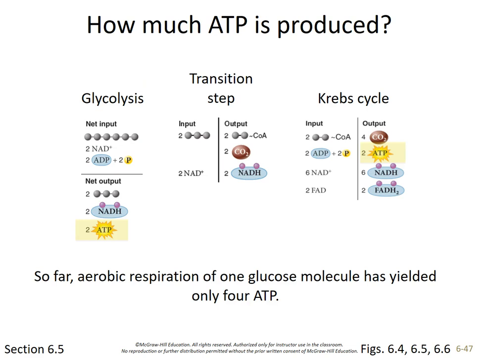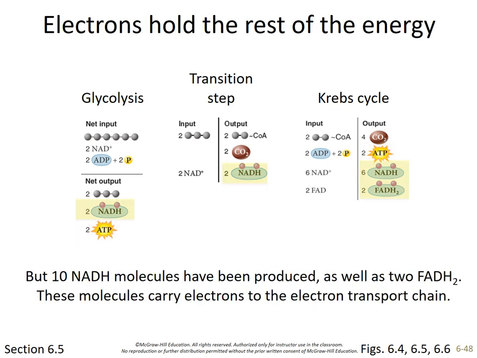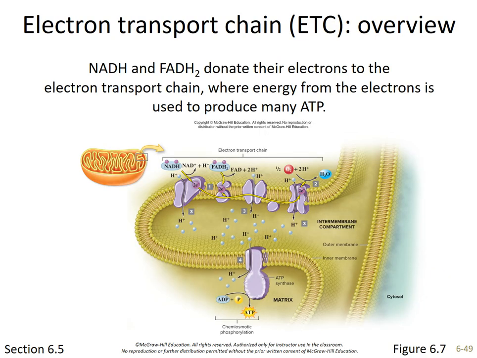So let's look at the ATP produced. Aerobic respiration of 1 glucose molecule has yielded only 4 ATP. But 10 NADH molecules have been produced, as well as 2 FADH2. These molecules carry electrons to the electron transport chain. NADH and FADH2 donate their electrons to the electron transport chain, where energy from the electrons is used to produce many ATP.